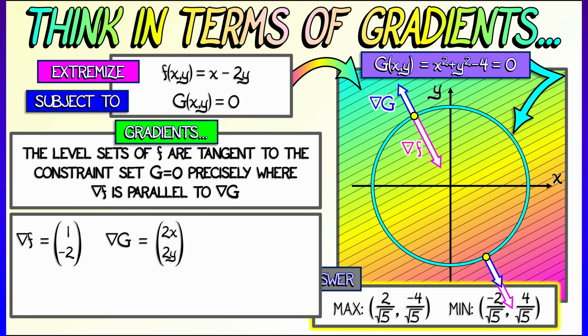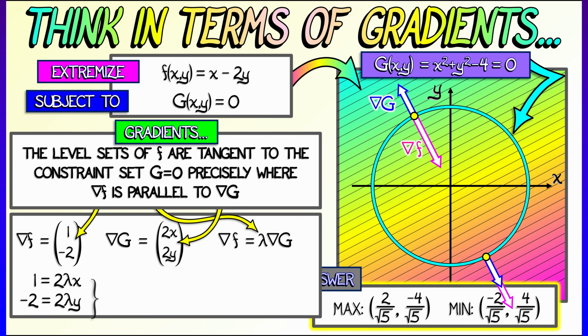Now, what does it mean for them to be parallel? What it means is that there's some scalar multiple, that the gradient of f is going to be some scalar multiple times gradient of g. What do we call that? Let's call it lambda for now. We'll see why later. So here's our equations. Gradient of f equals lambda times gradient of g. That encodes this parallelism. This is really two equations. The x-coordinate is 1 equals 2 lambda times x, and the y-coordinate, the second equation, minus 2 equals 2 lambda times y. Okay, that's two equations.